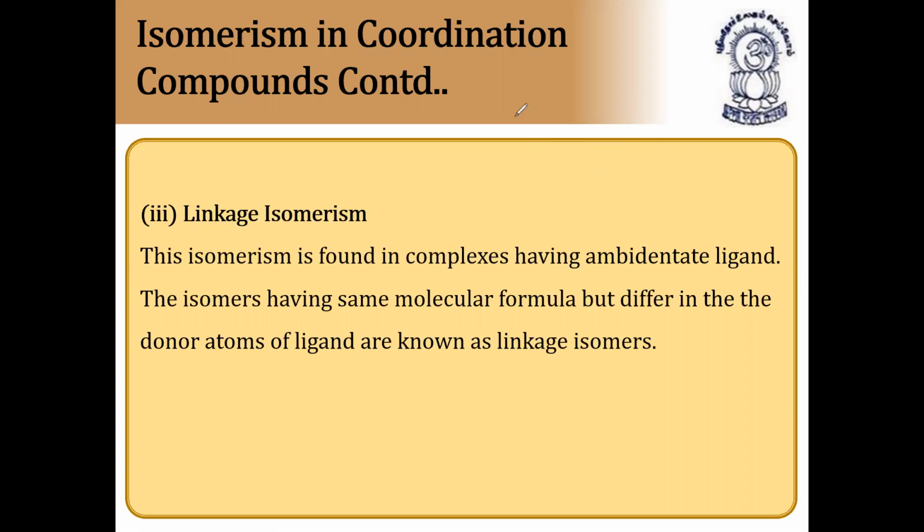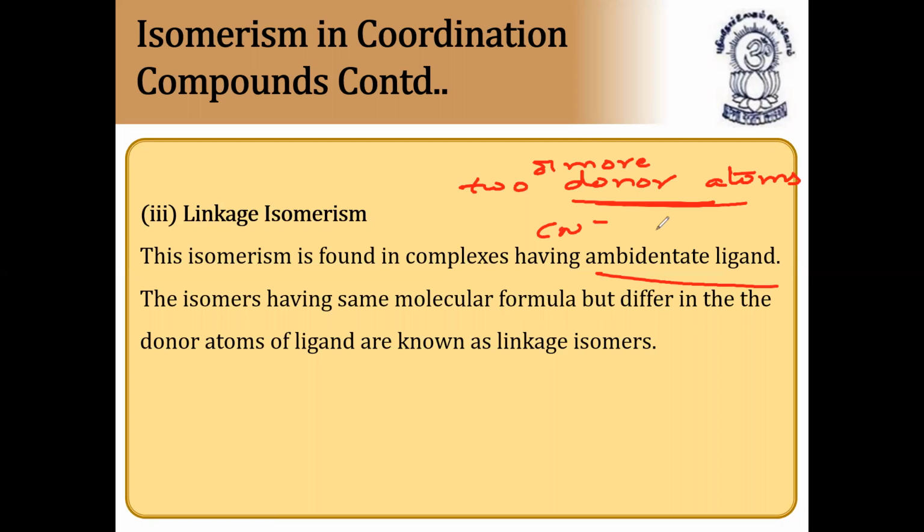What are ambidentate ligands? Ligands having two donor atoms. If they have two donor atoms, the donation can be done from either one atom. So it is two or more donor atoms, maximum it is two, like in the case of cyanide, CN minus, and isocyanide, NC minus. The donor atom here is nitrogen, and here it is carbon. So this is nothing but ambidentate ligands.